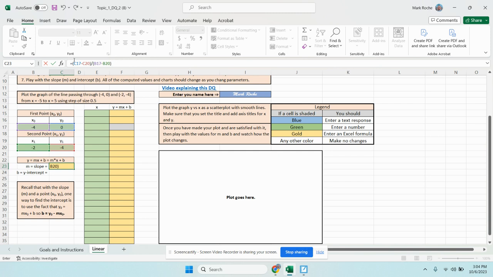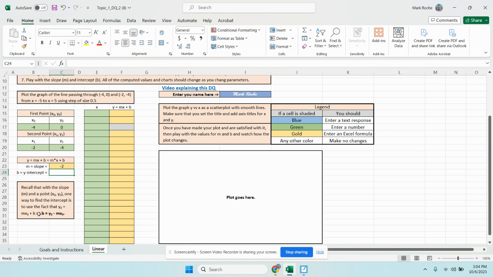Okay, so in here, instead of x1, y1, x2, y2, we have C17, C20, B17, B20. Just make sure the C's go together and the B's go together, okay? And we cross our fingers and hit enter, and you'll see we get a slope of -2. All right, from there, it wants the y-intercept.